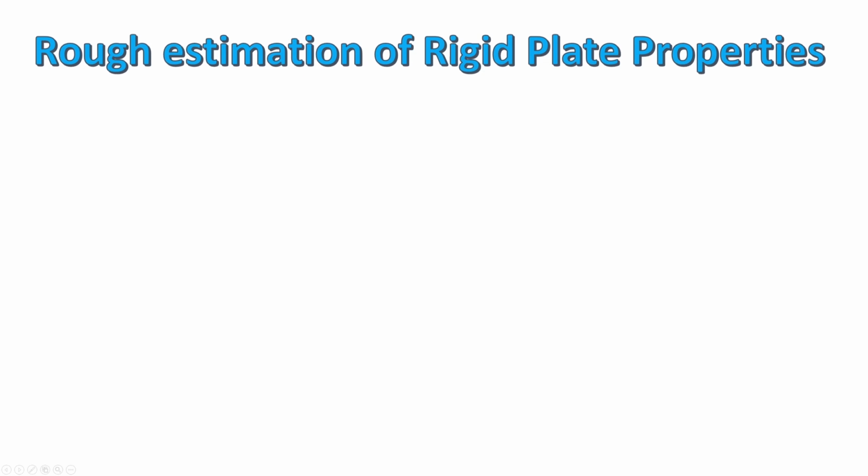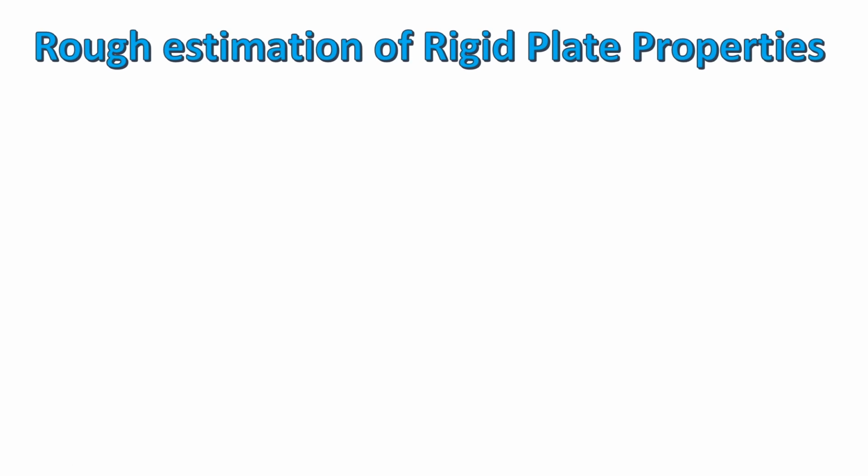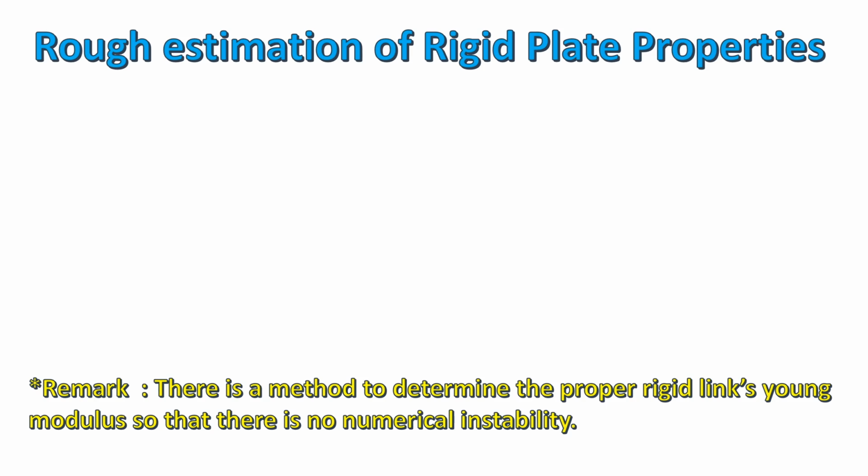Assigning the material property requires a proper value that is neither too soft to behave like a rigid plate, nor too rigid such that it risks numerical instability. Actually, there is a method to determine the proper rigid plate's Young's modulus so that there is no numerical instability. Unfortunately, that detail is not included in this video.